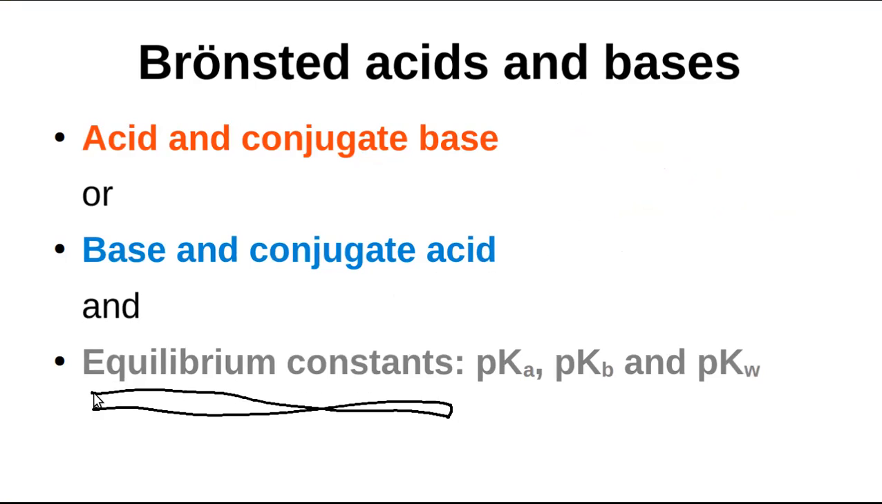Then, also connected to acids and bases, there are a lot of equilibrium calculations and equilibrium constants. A typical equilibrium constant is the product of everything on the right-hand side divided by the product of everything on the left-hand side. Do you agree with my nomenclature here?